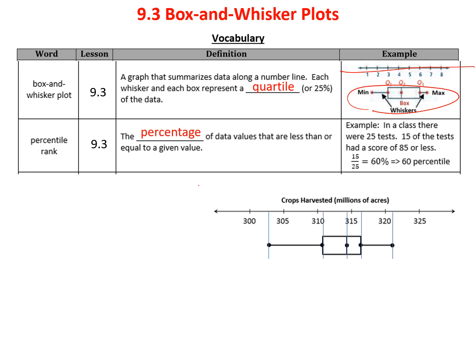Now, the second word we're going to use at the end of our lesson is percentile. A percentile is the percentage of data values that are less than or equal to a given value. For example, in the class there were 25 tests. 15 of the tests had a score of 85 or less. That means 15 out of 25, 60% of them, scored 85 or less. That's called being in the 60th percentile. We'll describe more of that as we go on.